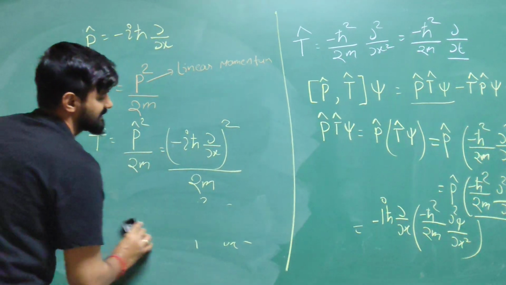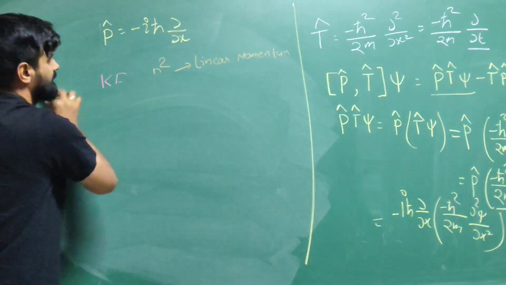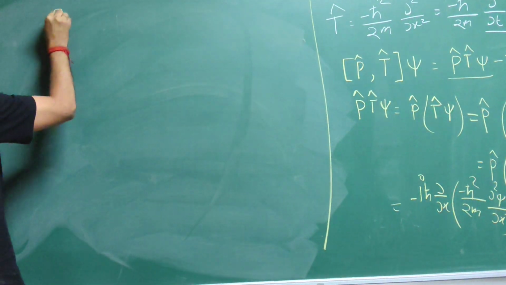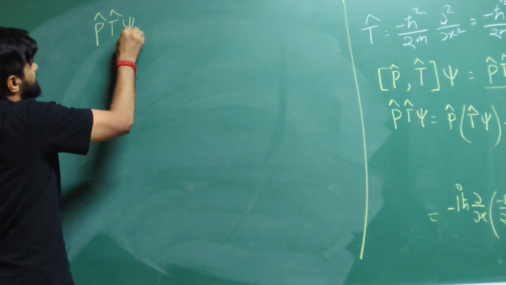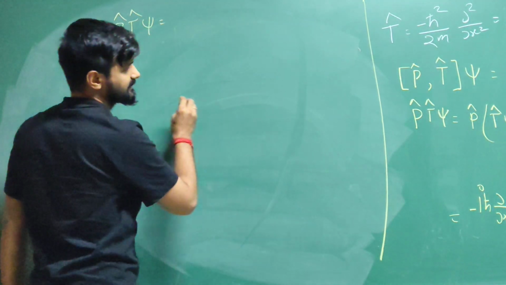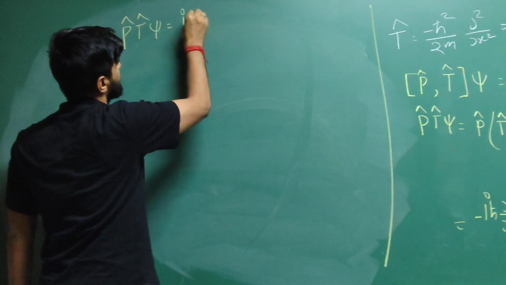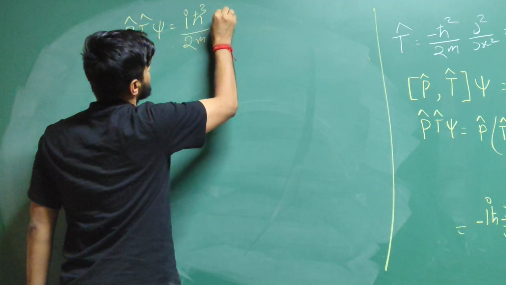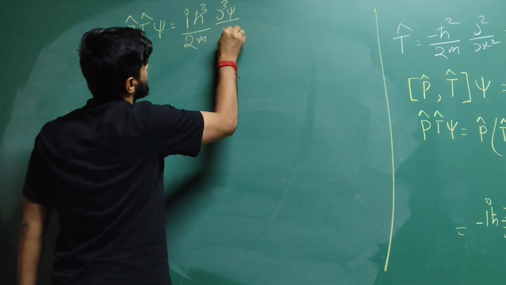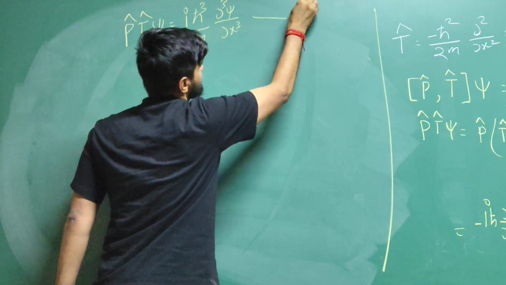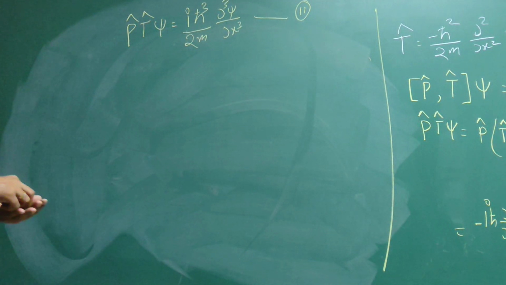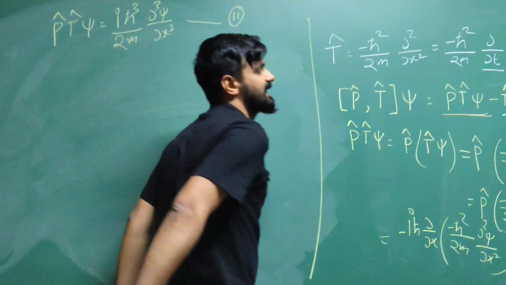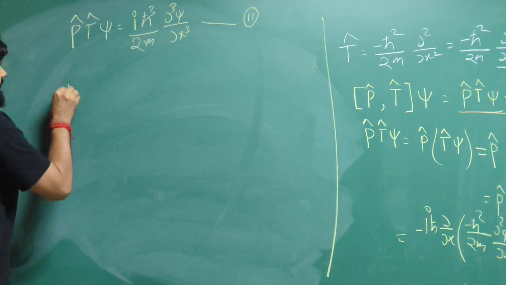And finally, if we calculate this value, so what we will get? So the value of P cap T cap psi you will be getting from here, that is equal to i h cube divided by 2m and then your del 3 psi by del x cube. So let's say this one is my equation second, right? So till now we have derived this part of equation first. Now I'll be deriving the second part, that T cap P cap psi from the equation first. So let's try to derive these things.